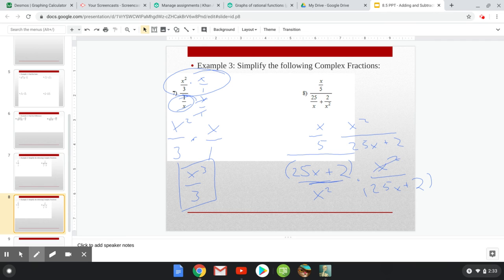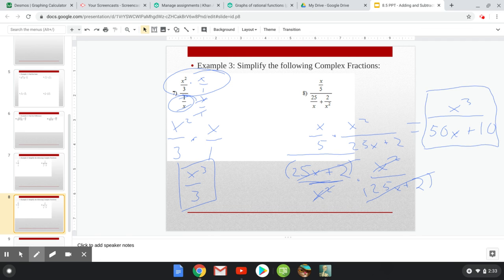So you can see that these would all cancel, which is why we're allowed to do this. So here we're going to get x cubed on top, and then in the denominator we're going to have 5 times 25x is 50x plus 10. And that would be our final answer.